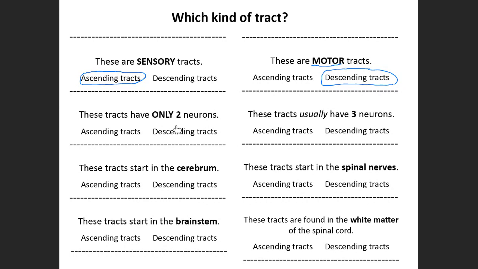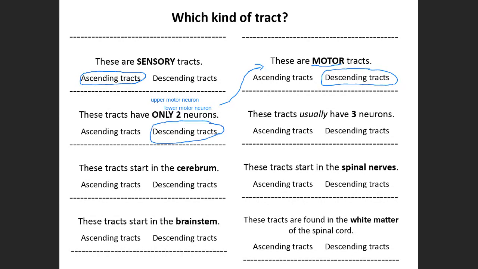When I talk about my tracts that have an upper motor neuron and a lower motor neuron, were those ascending or descending? Yeah, exactly. Their name says they're motor, right? And we just talked about how motor tracts are descending tracts.